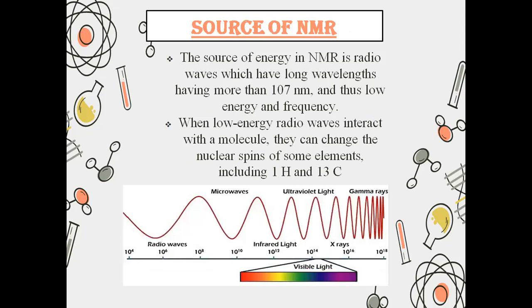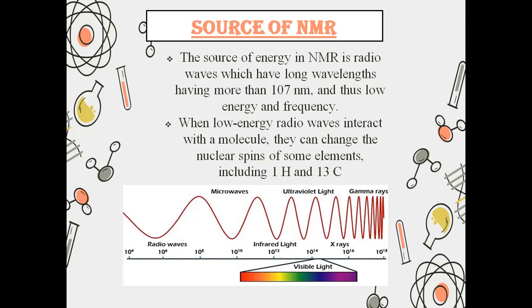Then every spectroscopy technique requires some source of energy for spectroscopy to happen. So the source of energy in NMR is radio waves, which have a long wavelength of more than 10^7 nanometers, and thus low energy and frequency, as wavelength and energy and frequency are inversely proportional to each other. So if wavelength is long for radio waves, then their energy and frequency is way lower than other waves. When low energy radio waves interact with molecules, they can change the nuclear spin of some elements, including 1H (hydrogen) and 13C (carbon).